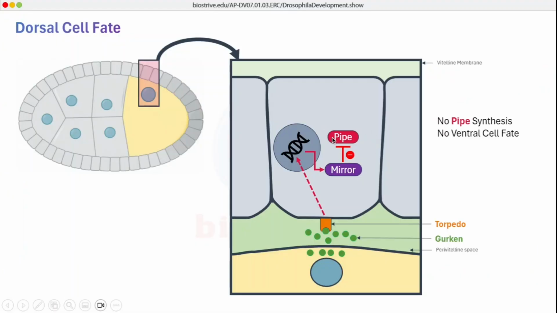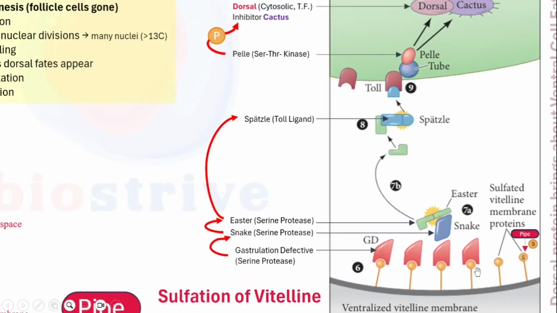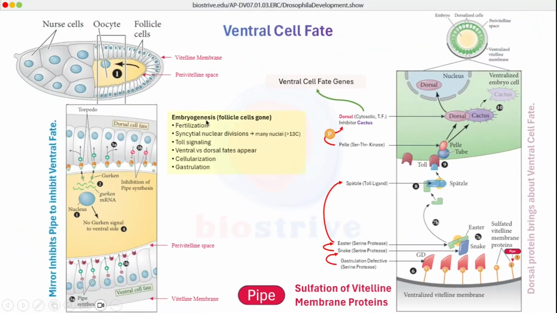How is this pipe protein responsible for ventral sulfate? As we already talked about, embryogenesis has begun and syncytial divisions have taken place. We are around the 13th cycle or a higher cycle of cell division. So these follicle cells will be degenerated, and after the follicle cells, what was there? There was the eggshell and vitelline membrane.